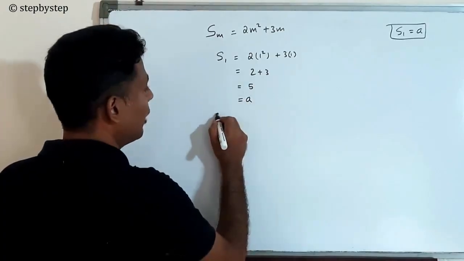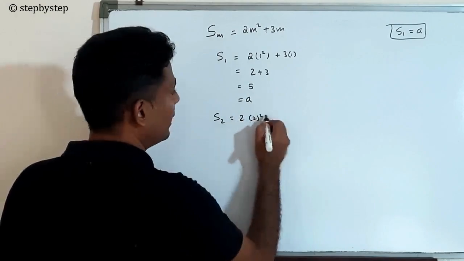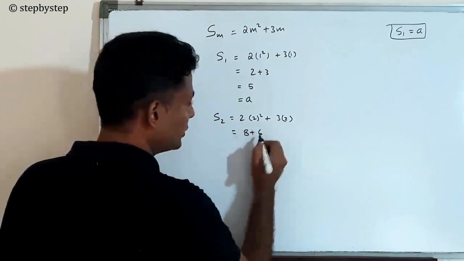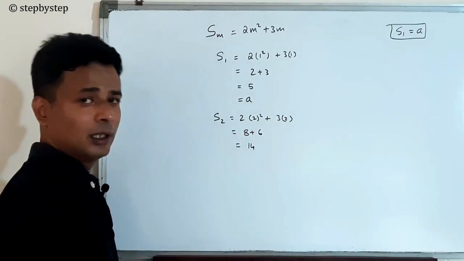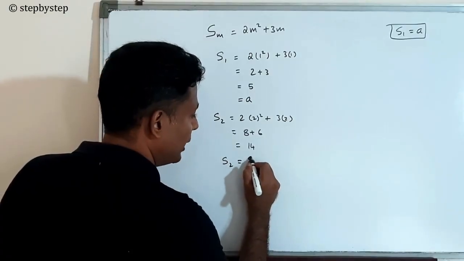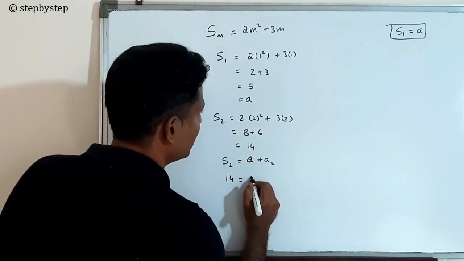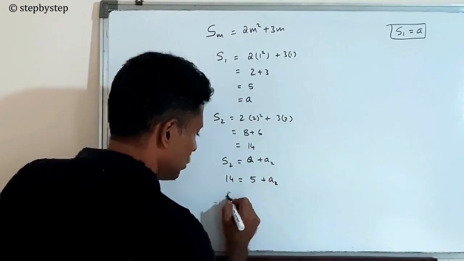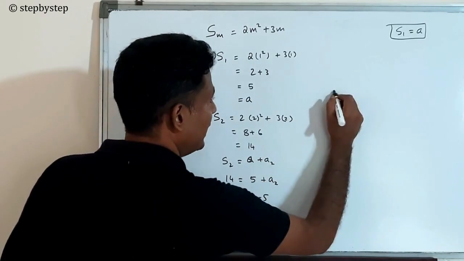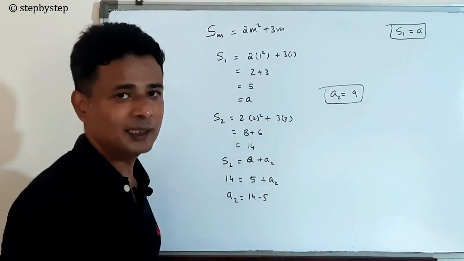Now we know a, now we can find S of 2. What is that? 2 into 2 square plus 3 into 2. So 2 into 4, 8 plus 3 into 2, 6, which is 14. Now we have found S of 2. What is S of 2? A plus A2. S of 2 is 14, A is 5 plus A2. So A2 will be equal to 14 minus 5, which means A2 will be equal to 9. So we have found the second term.